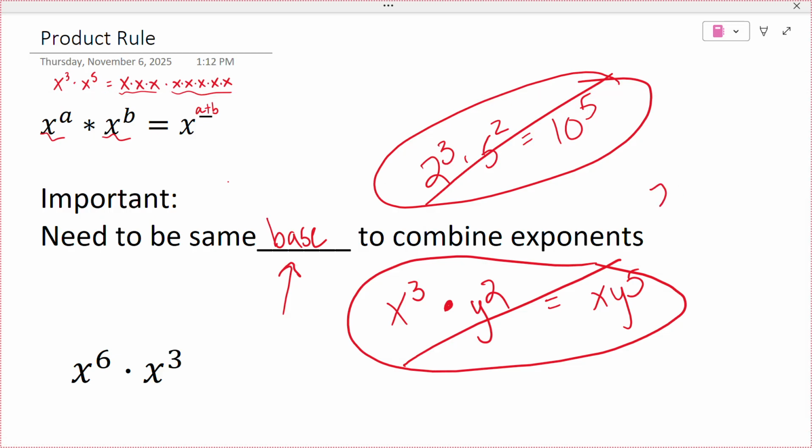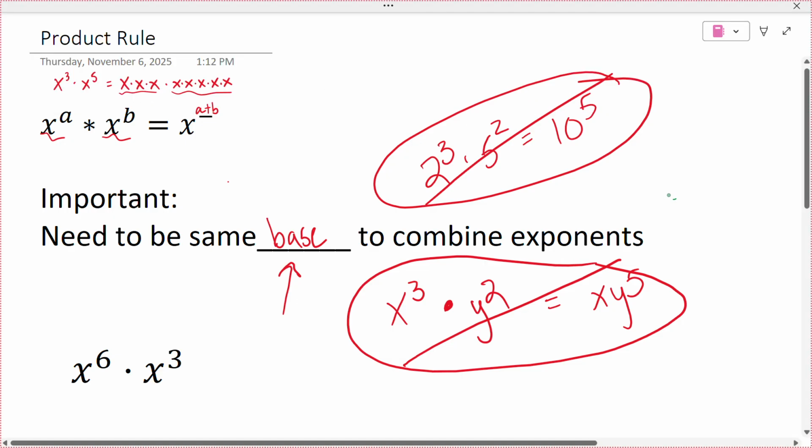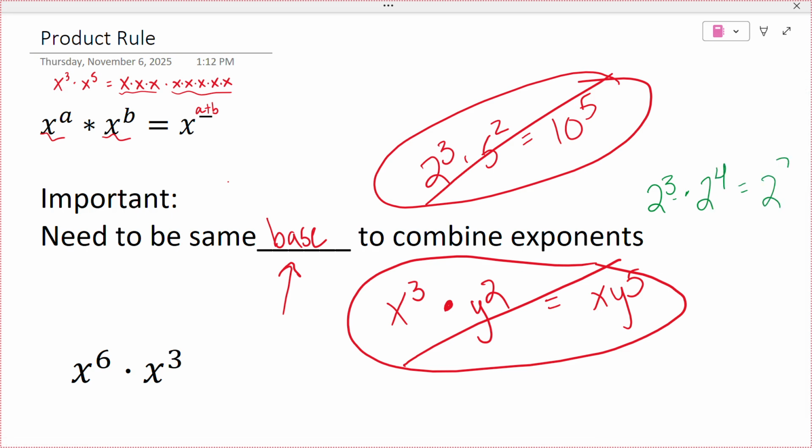If I had, I should switch to green so that you know this is right. So if I have 2^3 times, I don't know, 2^4, I can put these together and make 2^7. Notice I do not multiply the 2's and say 4^7. Okay. It's 2^7. This is good. This is what Mr. Smith wants you to do.